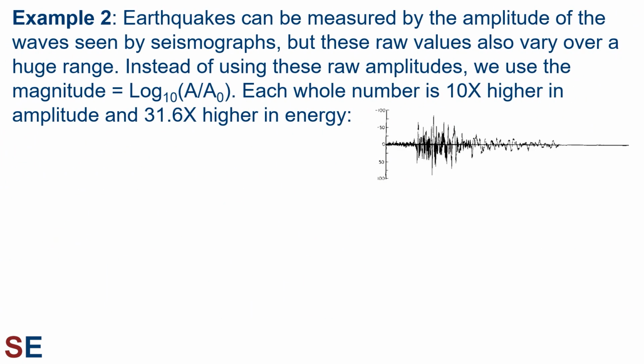The second example comes from the Richter scale used to measure earthquakes. The shaking from earthquakes can be measured by the amplitude of the waves seen on seismographs, and the example seismograph shown here demonstrates that the raw amplitude values can vary over a wide range. Instead of using these raw amplitudes, we calculate the magnitude using the log base 10 of the measured amplitude divided by a reference amplitude. This way, each whole number of the magnitude is 10 times higher in raw amplitude, which is actually 31.6 times higher in energy.